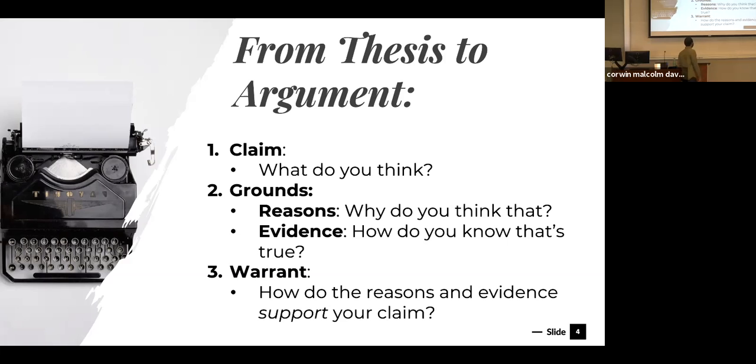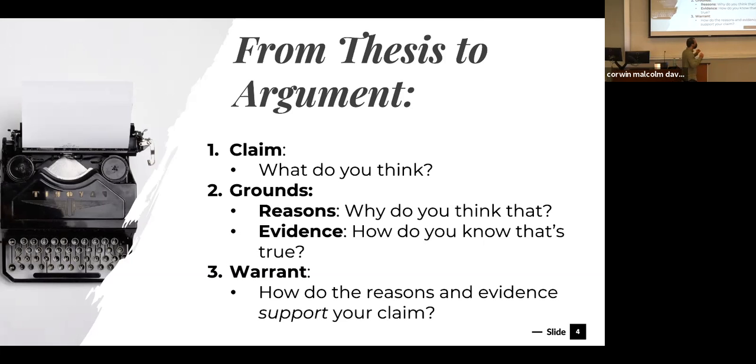And then lastly, with our warrant, how do the reasons and the evidence, so both parts of that, support your claim? So if we're making a claim, if we're putting out some argument, how are we substantially supporting it so that it's warranted, so that it's justified, so that the reader gets what we think, but they also get how we think it? Does that make sense?